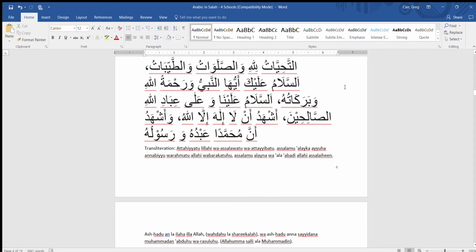At-tahiyatu lillahi was-salawatu wat-tayyibat. Again, you hold this for 2 counts, the ta, the ba, and extend for 2 counts on the alif. Wat-tayyibat.